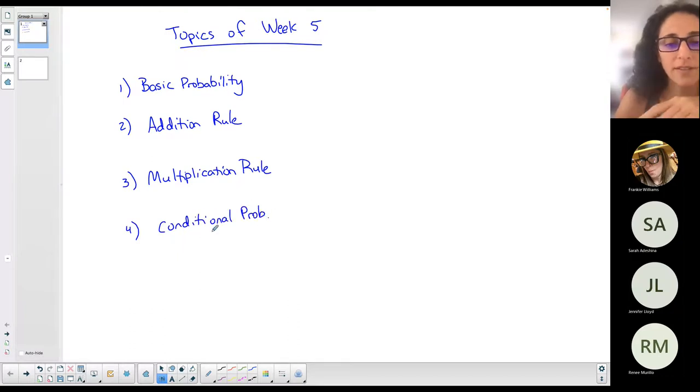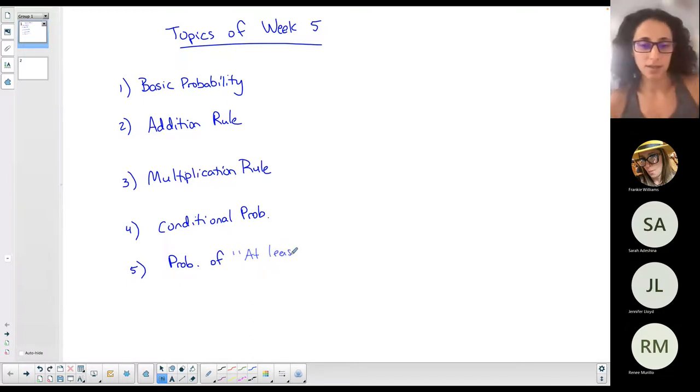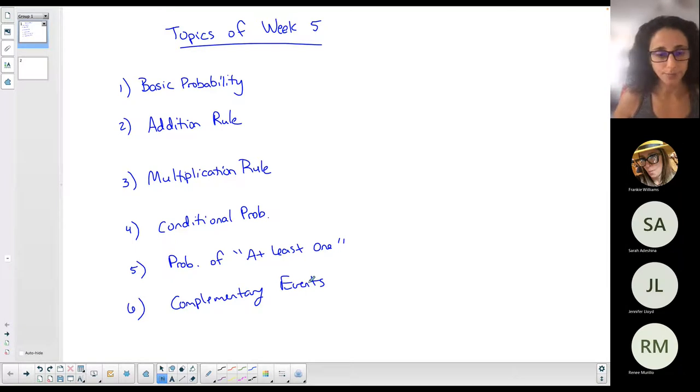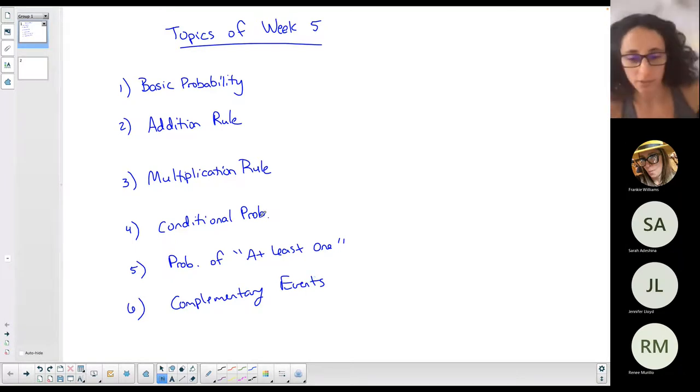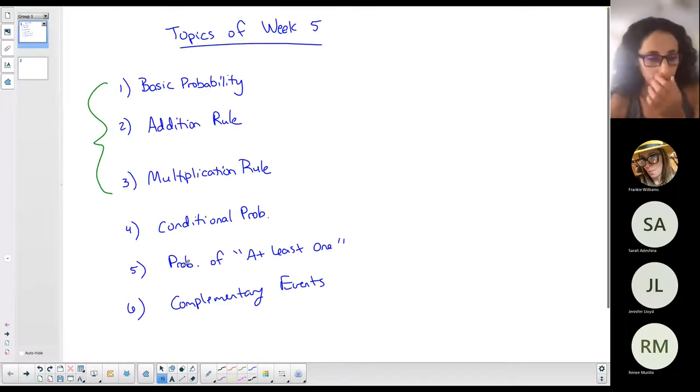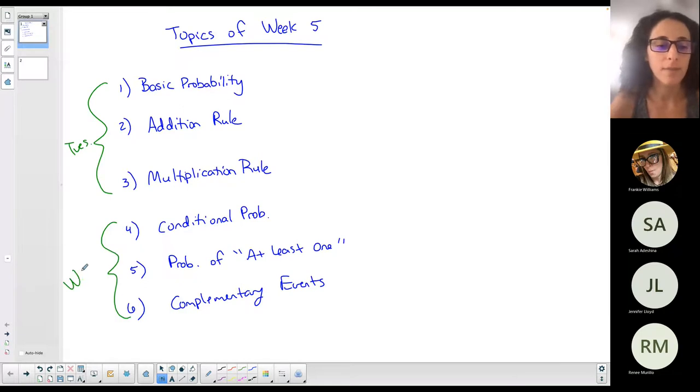If I ever say prob, it's probability. And you have the probability of what we call at least one of something. And then I'm going to add complementary events, which if I have time today, I'll do. If I don't, I'll do it tomorrow. I'm going to focus on the top three concepts today. And then I'll focus on the last three tomorrow. If I have time to start complementary events at the end of today, I will. So we'll focus on this today, Tuesday, and then we'll focus on this Wednesday.